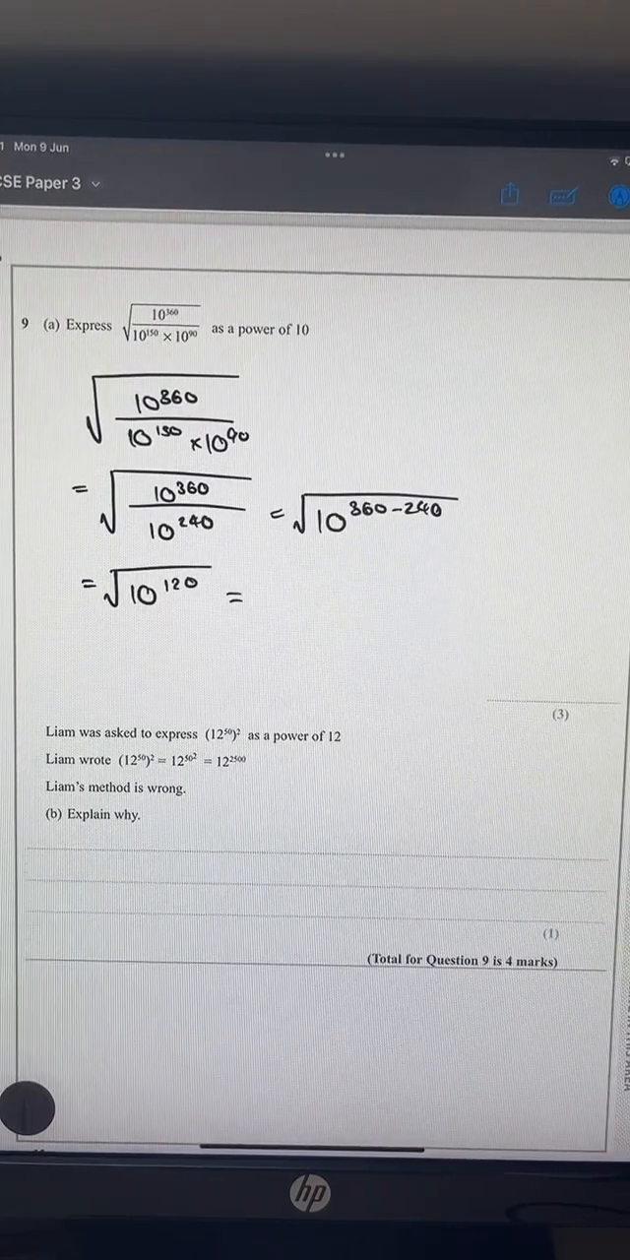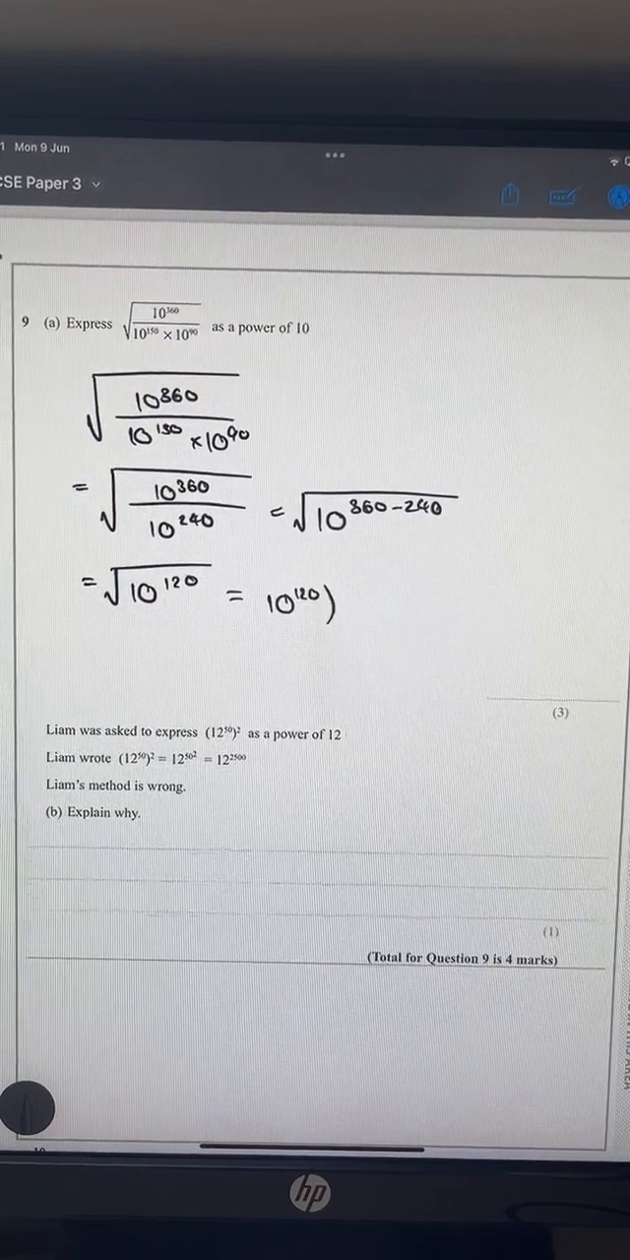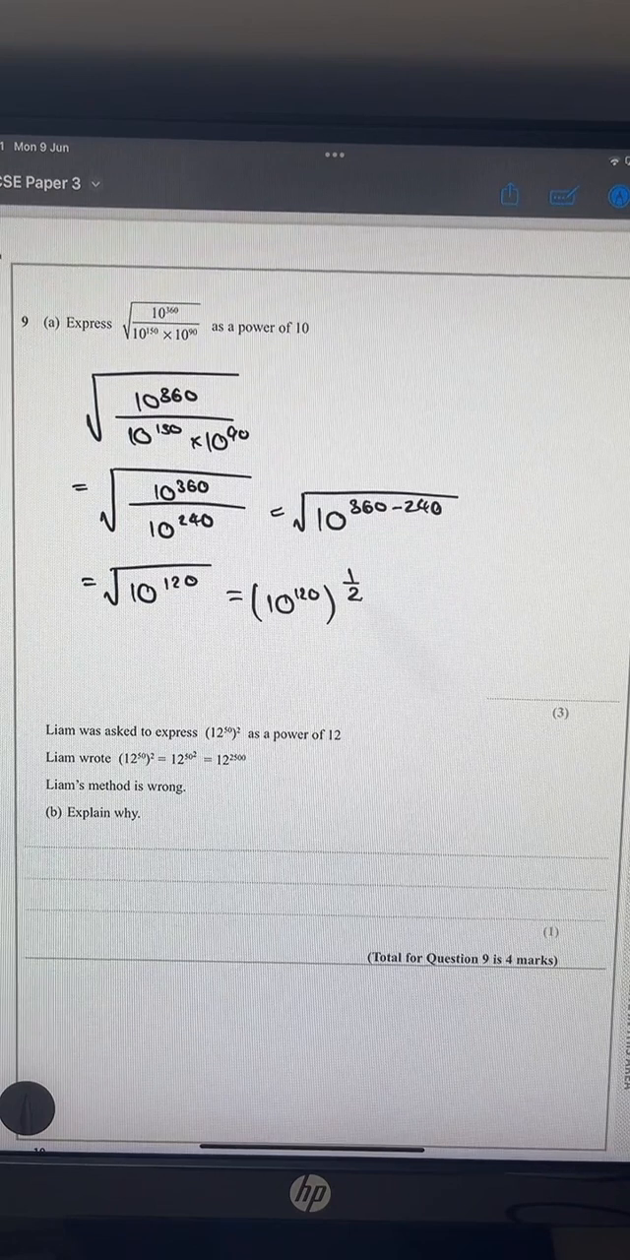If you check out my last video that I posted on index laws, we know that to write a root as a power, you use a fractional indice. So this would be 10 to the 120, and what is this whole power? It's going to be to the half, right? Because if you have a fraction, the denominator shows you what root to take of that number. I imagine this like this is the floor and this is like the roots of this plant, this fractional plant.